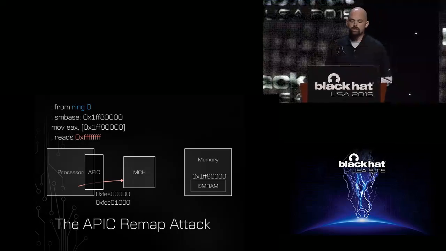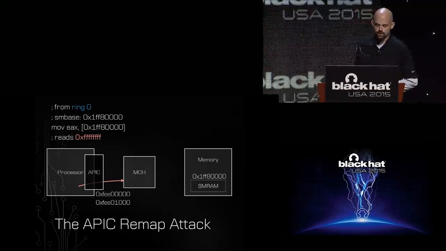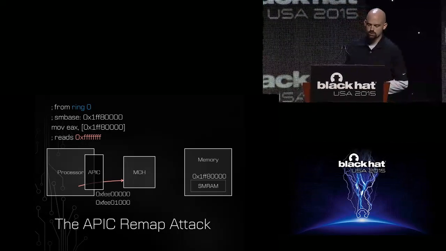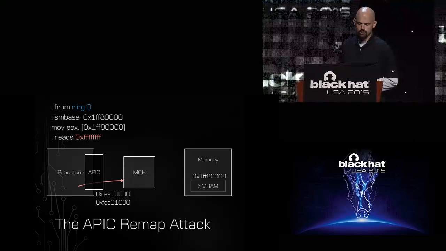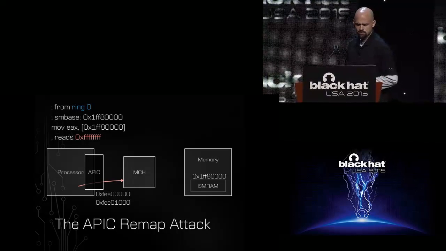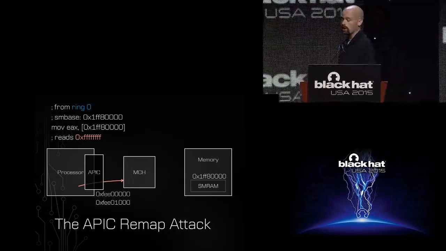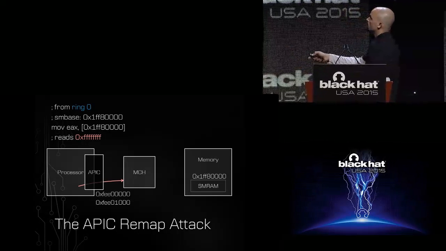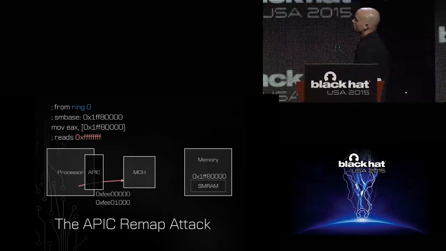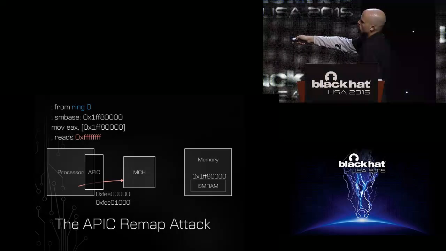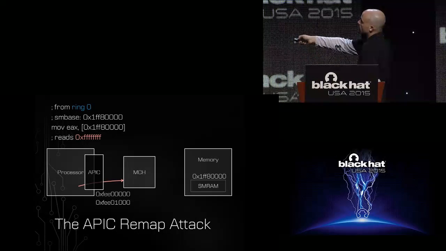So we can actually use this relocatable APIC feature from 20 years ago to attack modern system management mode code. And here's how we would do that. If we look at the standard configuration for the processor, if we're sitting in ring 0 and we try to read something out of SMRAM, that address is going to be sent out to the memory controller hub. And the memory controller hub is going to say, you're not in SMM, you can't access SMRAM.